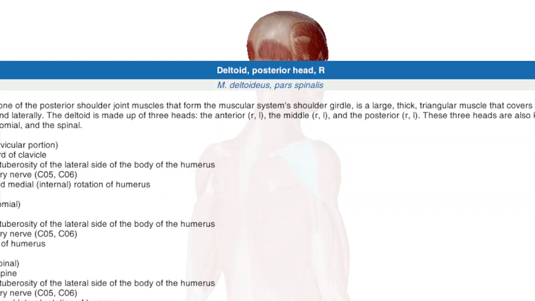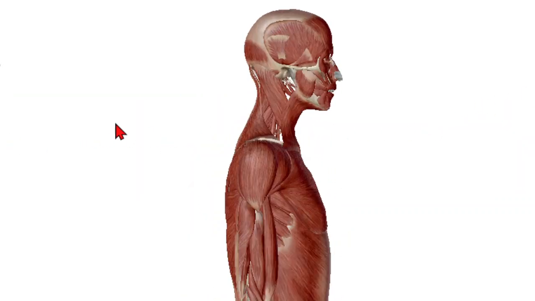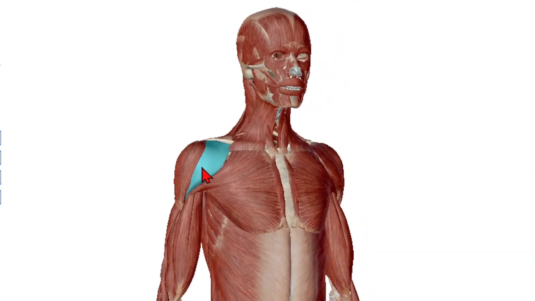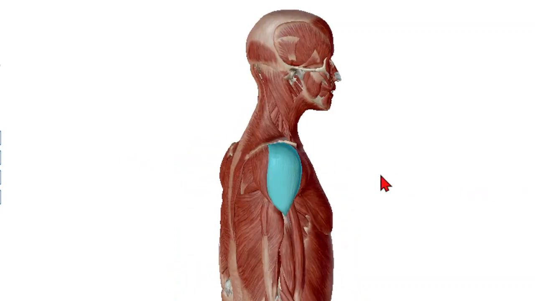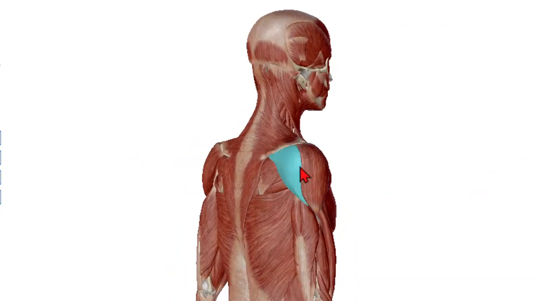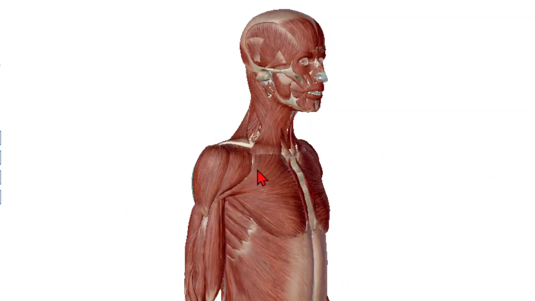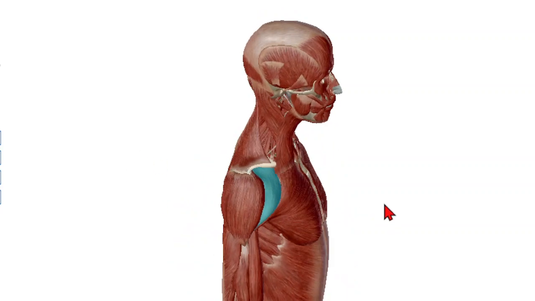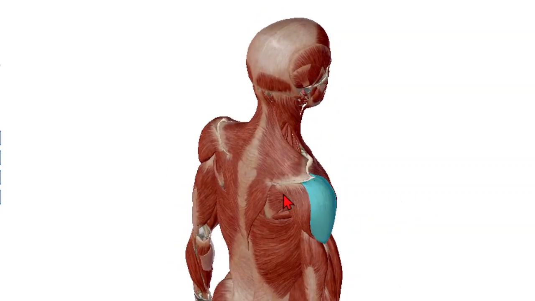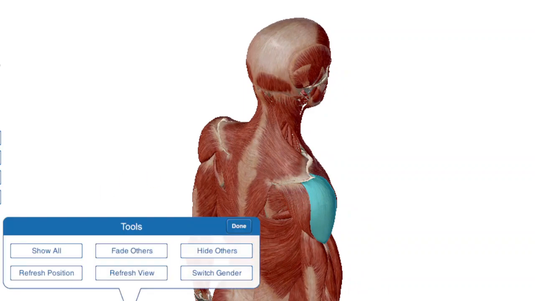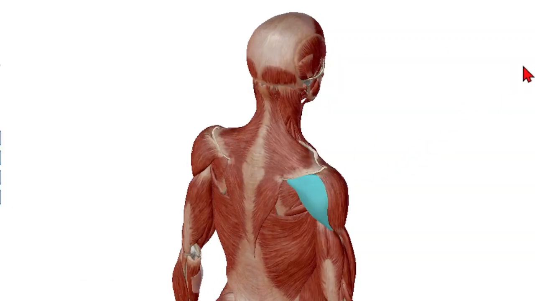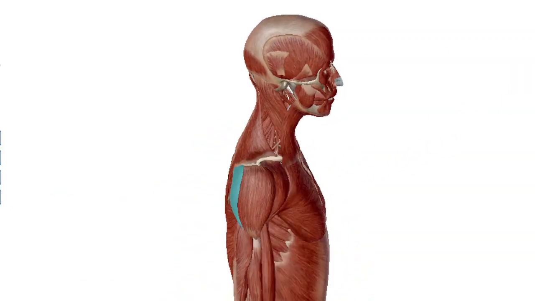Where is the origin? The lateral third of the clavicle. There are three parts of the deltoid. This is the anterior head, because this is the anterior side; this is the middle, and this is the posterior side. The anterior part is attached to the lateral third of the clavicle, the middle part is attached to the acromion, and the posterior part is attached to the spine of the scapula.